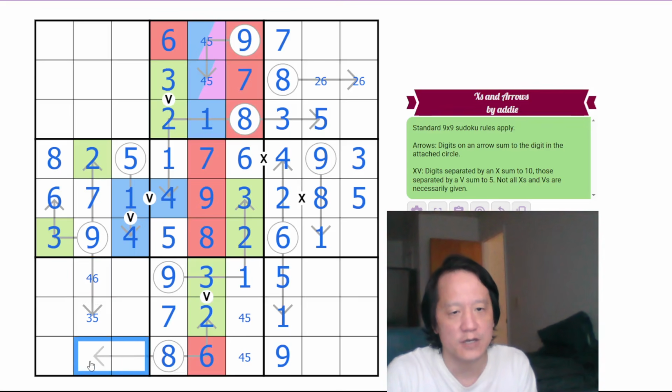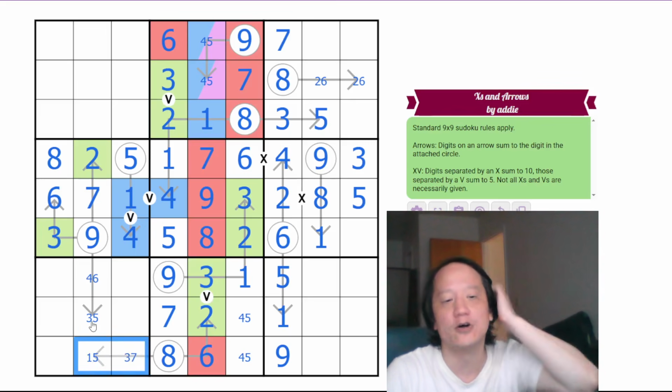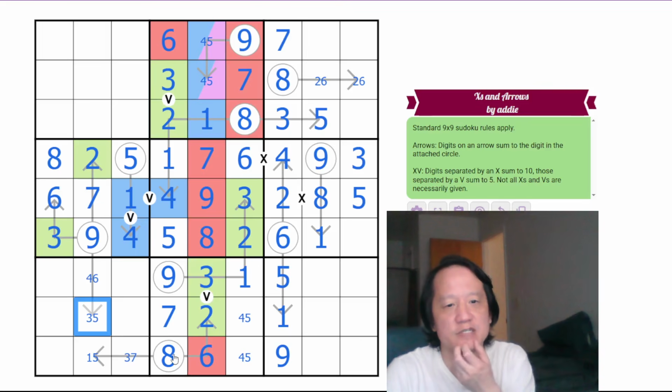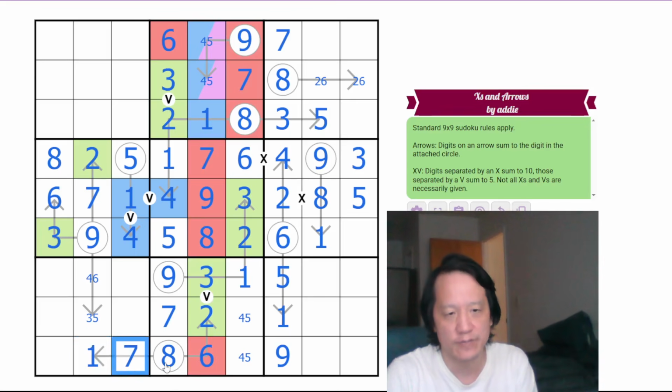These two digits add up to 8. It could be 1 and 7. No 2, 6s available because of 6 in the row. Or it could be 3 and 5, with this being 5 and this being 3. But this 3-5 pair would eliminate all possibilities for this cell in this cage, right? If you have 3 and 5 here, there's no other possibilities for this cell. So this can't be 3 or 5. It must be 1 and 7.